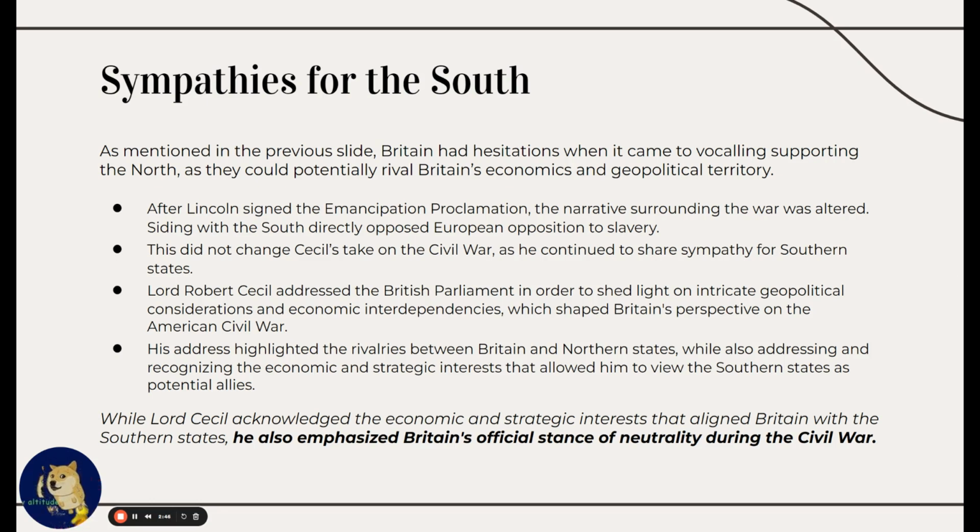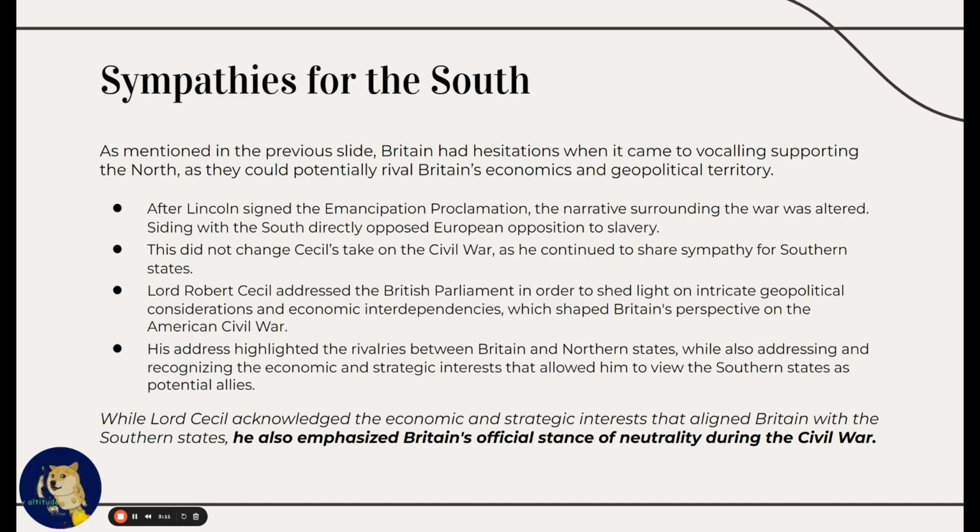Despite the political, economic, and geopolitical rivalry with the North, Britain hesitated to openly support them during the American Civil War. Lincoln's Emancipation Proclamation altered the narrative as siding with the South contradicted European opposition to slavery. Lord Robert Cecil maintained sympathy for the Southern states despite this shift.